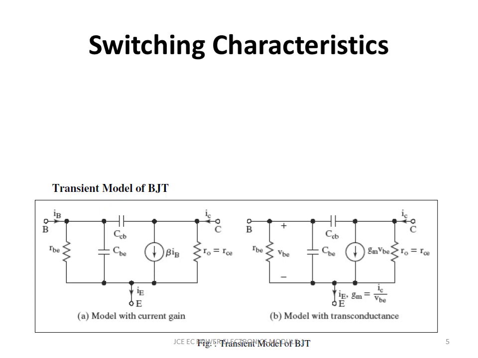So what we see in this figure is basically the transient model of BJT, and in this we call it with current gain, and this is a model with transconductance. Let's see what's the difference. It's basically one and the same, but we know a transistor is made up of base, emitter and collector, right? And there are two junctions. One is the collector base junction and the other is the base emitter junction.